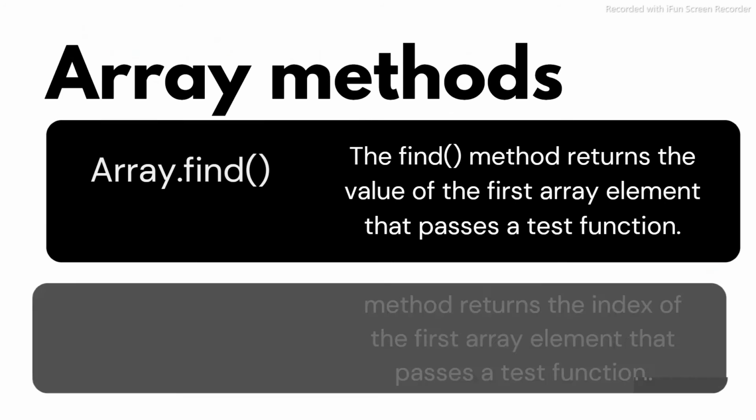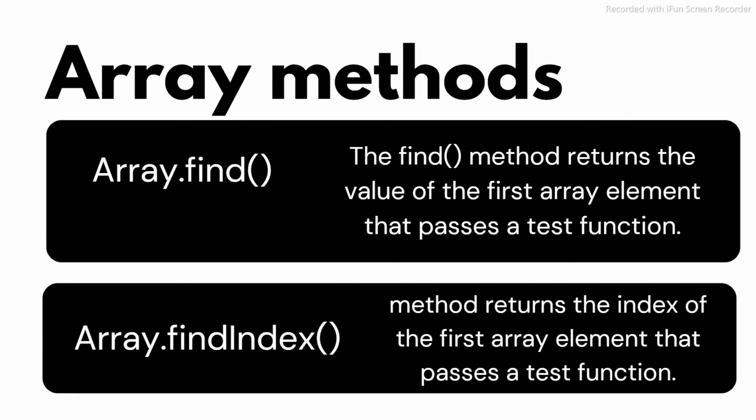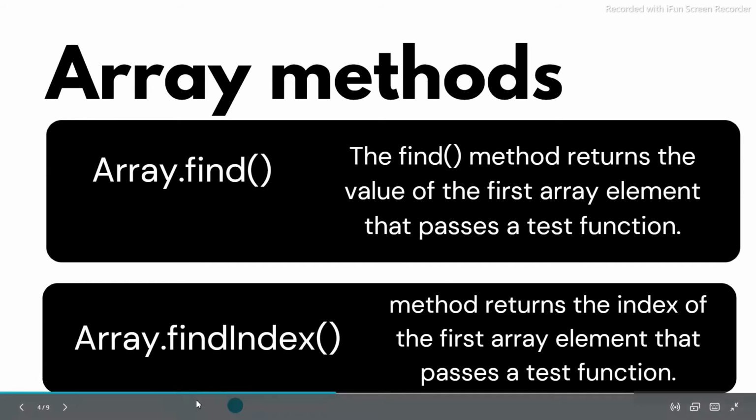And next, coming to the array methods. In the array methods, we have discussed a lot of things in JavaScript. We have only 2 methods here in ES6, and those 2 are array.find and array.findIndex. When I am using array.find, it is going to find, and this method is going to return the value of the first array element that passes the test.